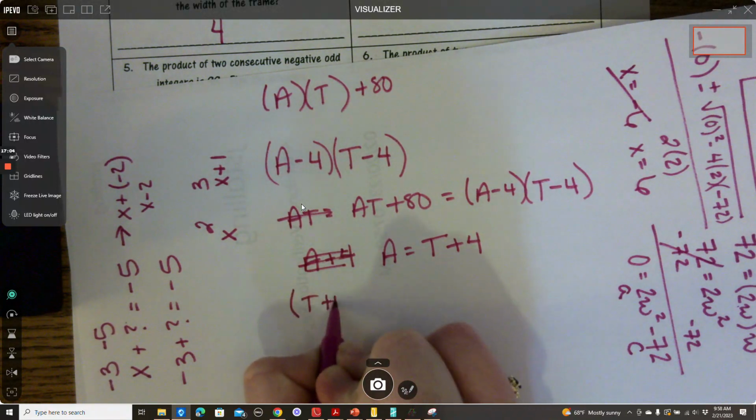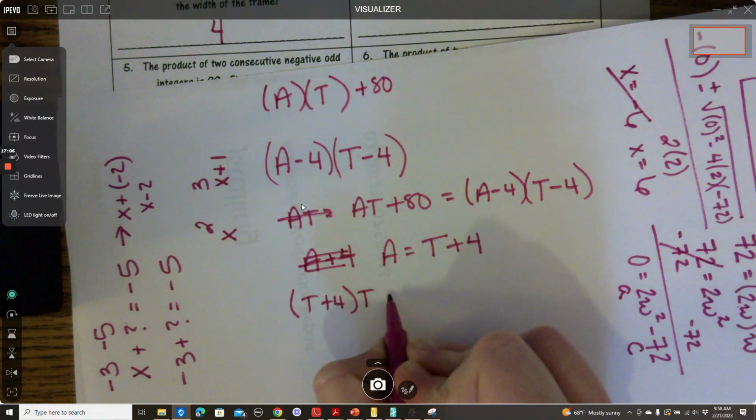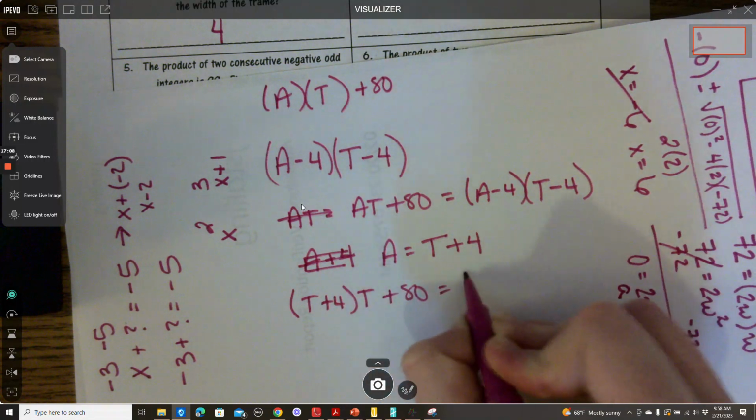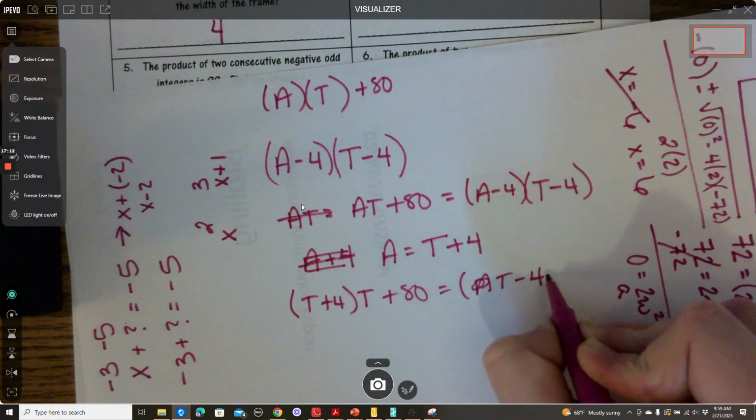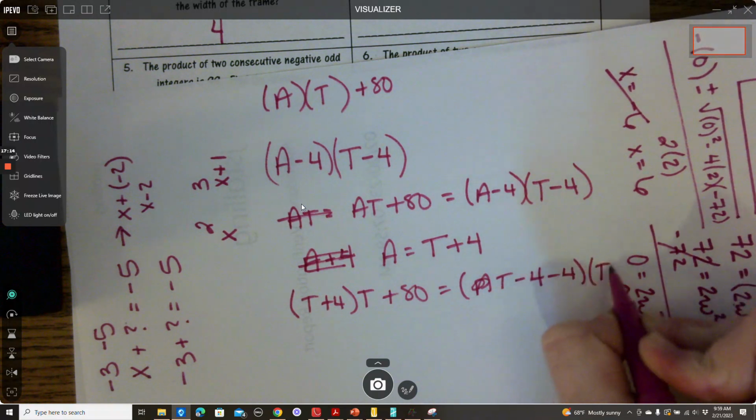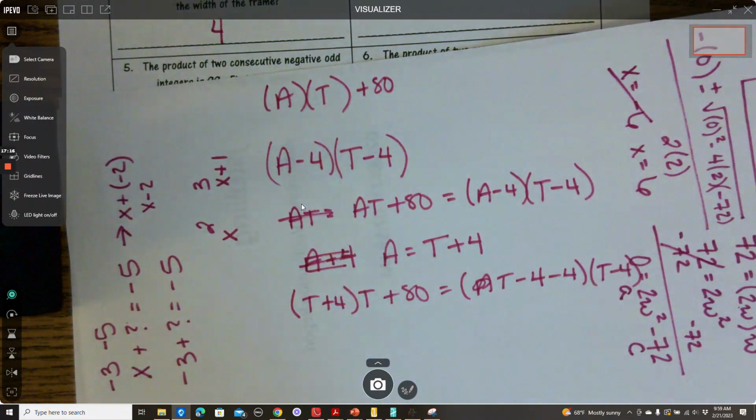So we can do T plus 4 times T plus 80 equals T minus 4 times T minus 4, and write these big, huge equations out and solve them. I don't think there's an age question on the test. I'm really hoping there's not now because I don't like this question. If there is, I could probably be convinced to make it bonus. That's as far as I'm going to go on that one.